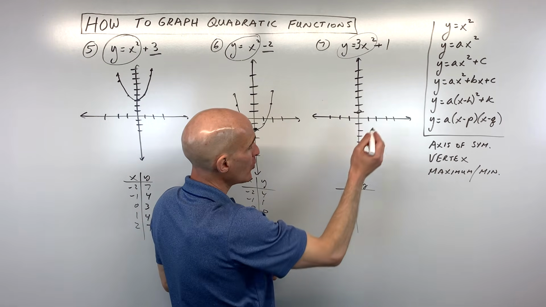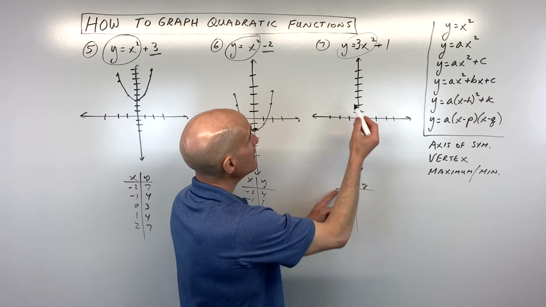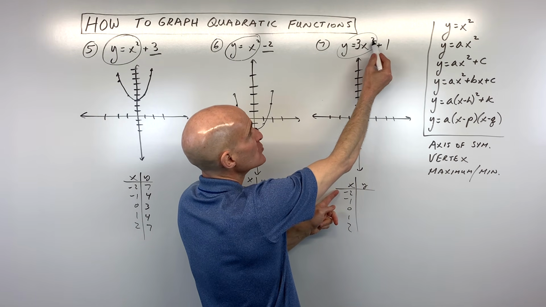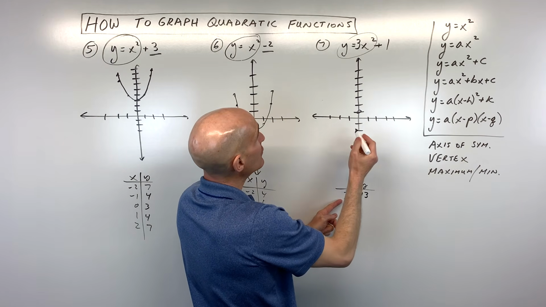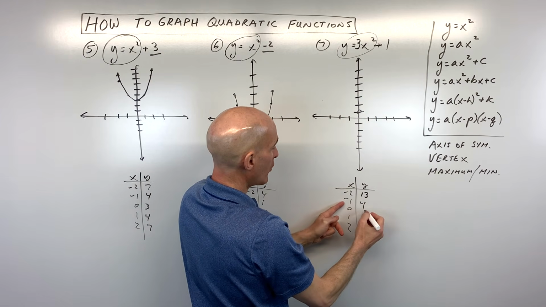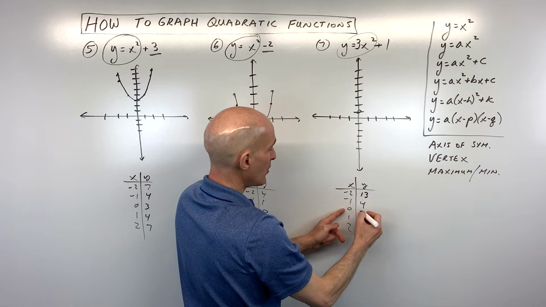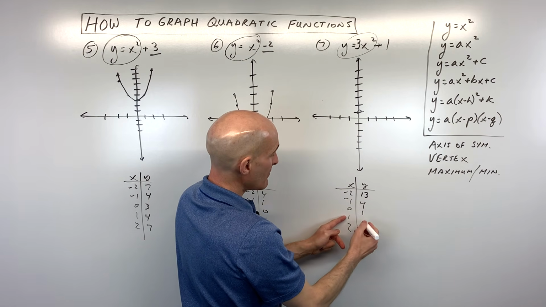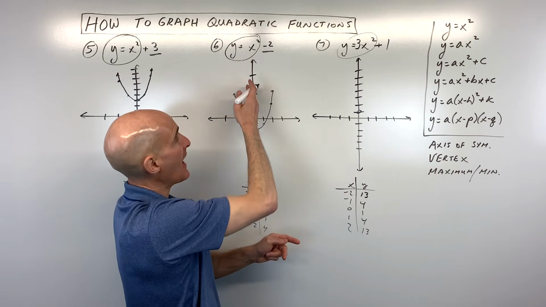So I'm going to use the whole equation this time. So I'm just going to put in -2, -1, 0, 1, and 2. Remember the order of operations. -2 squared is 4, times 3 is 12, plus 1 is 13. -1 squared is 1, times 3 is 3, plus 1 is 4. 0 is going to give you 0 squared, times 3 is 0, plus 1 is 1. And then it's going to be the same on the other side because it's symmetric about this axis of symmetry.